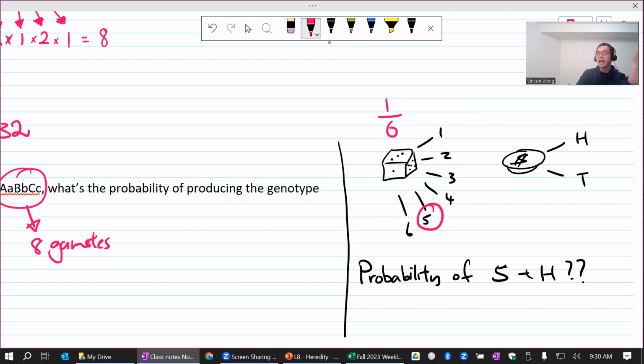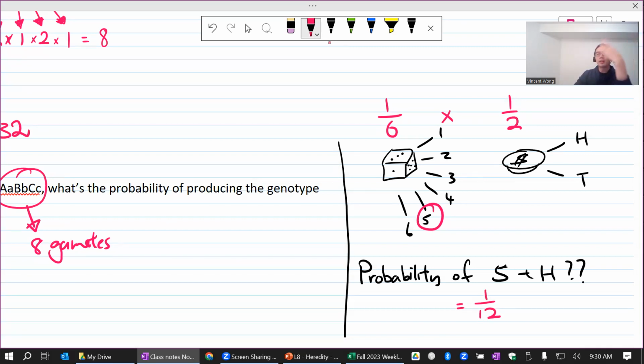What's the chance of getting a head when you flip a coin? 1/2, right? If you want to know the probability of different things happening at the same time, you just multiply the probabilities together. So 1/6 times 1/2, that's 1/12.